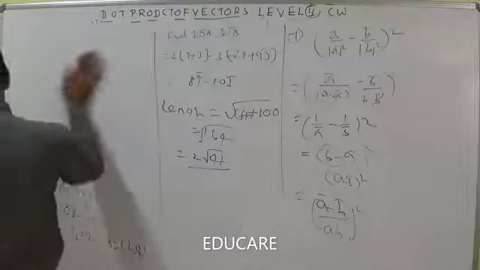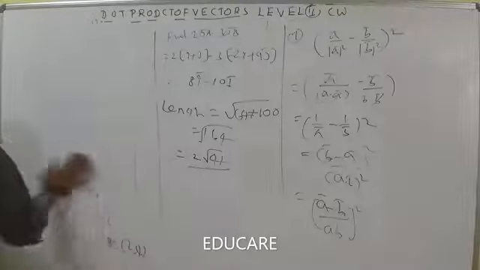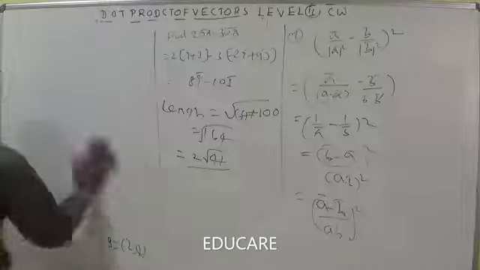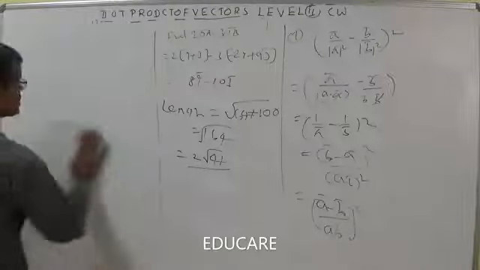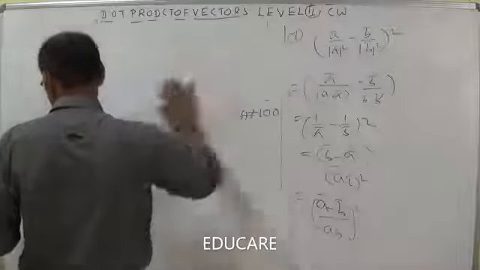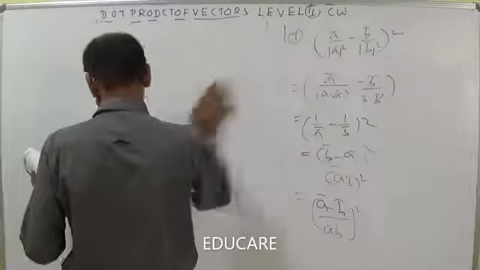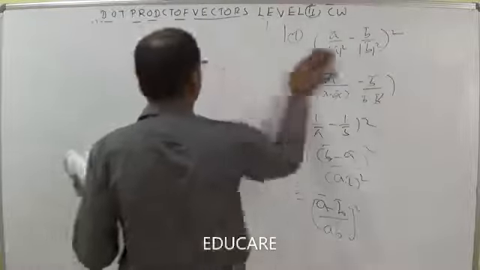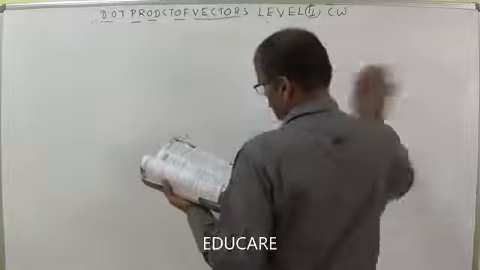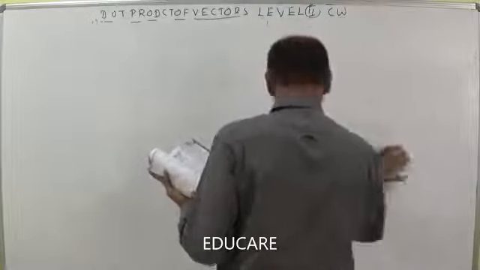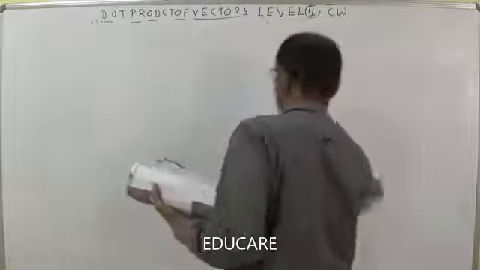Next, let us discuss the 10th question. U, V, W, 3 vectors are given. If n is a unit vector, then U bar dot n bar is equal to 0, given, and V bar dot n bar equal to 0. What is the value of W bar dot n bar? This was an AIEEE question in 2003.